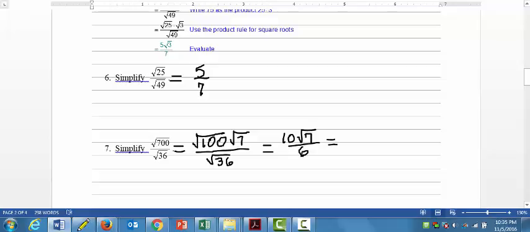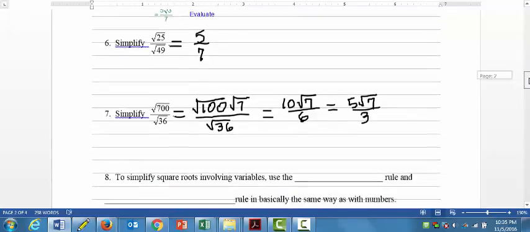Both 10 and 6 can be evenly divided by 2. 10 divided by 2 is 5. 6 divided by 2 is 3. So this is 5 square root 7 over 3.